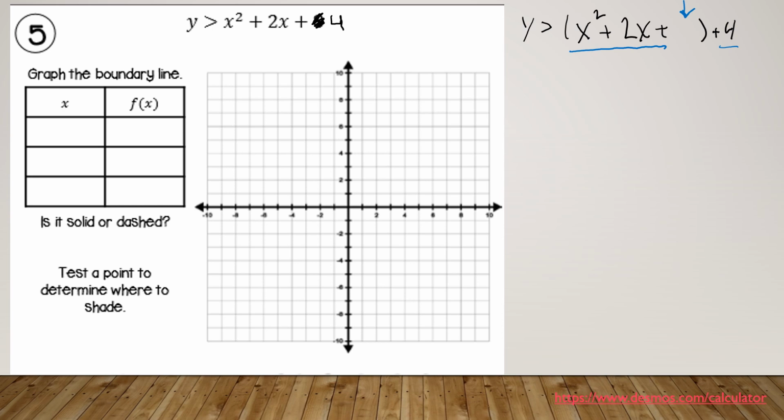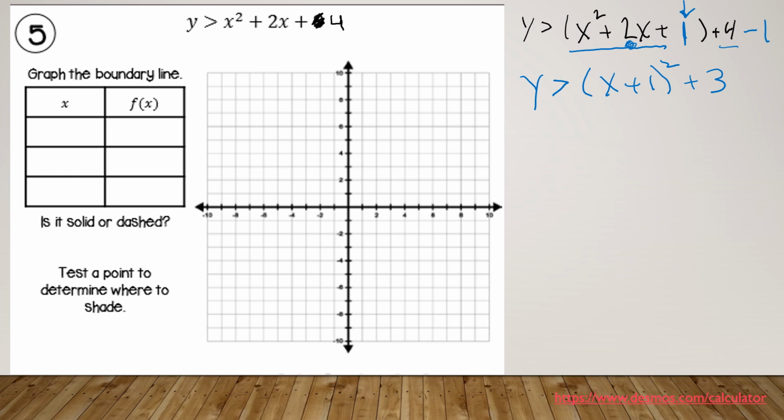So we take half of our b value, which is 2, and then square it. So 1 squared is 1. In order for our equation to remain balanced, we need to subtract 1 with our constant. Once we have that, we need to factor our perfect square trinomial, and that factors to the quantity of x plus 1 squared plus 3.